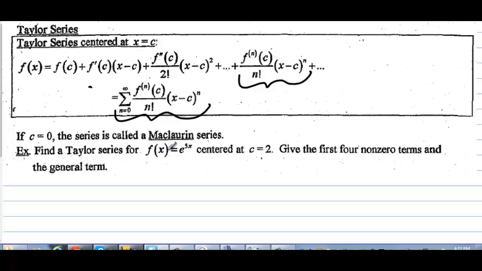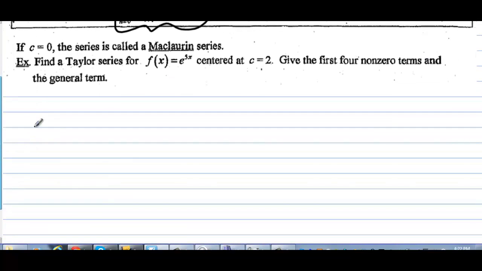Find a Taylor series for f of x equals e to the 5x centered at c equals 2. Give the first four non-zero terms and the general term. We have f of 0. That's equal to e to the 5x, and then when we evaluate this at 0, we'll have e to the 0, which is 1.